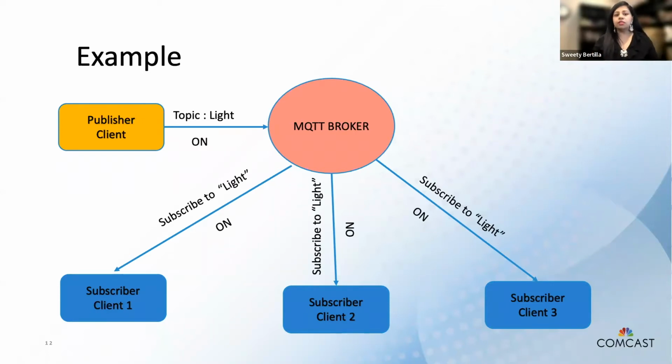Then the publisher is also a client to the MQTT broker. The publisher can be a platform at the backend which is publishing, or an actual device that is publishing, but all of them are considered clients to the MQTT broker. The client publishes to the topic light, saying that, hey, the light is on. The broker takes it, sees who are the clients subscribed to the topic light, and starts publishing the message on. All the clients receive the message on, and they can act upon it however they want.